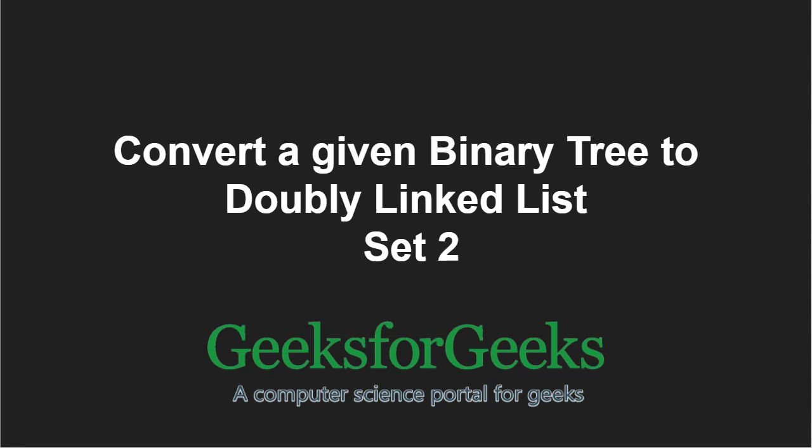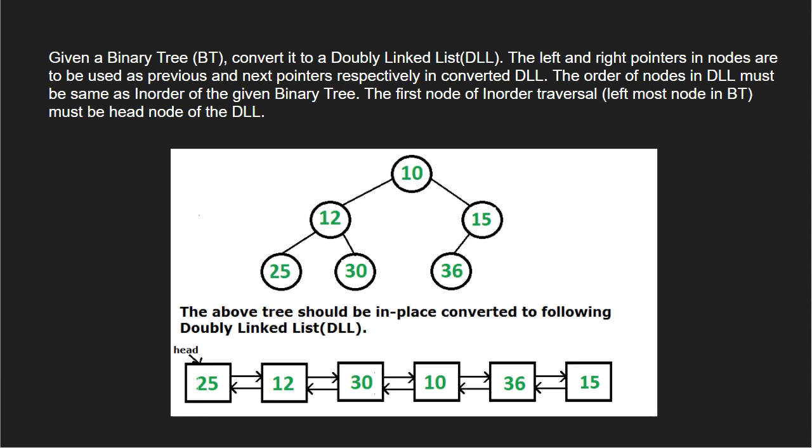In this video, we are going to understand the program which converts a tree to a doubly linked list. First, let us take an example. The left and right pointers in nodes are to be used as previous and next pointers respectively in the converted doubly linked list. The order of nodes must be same as in order of the given binary tree. The first node of in-order traversal must be head node of the doubly linked list.